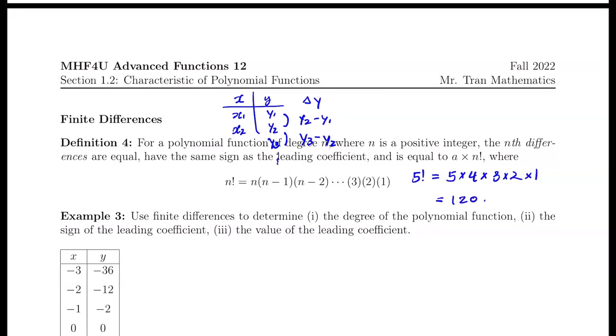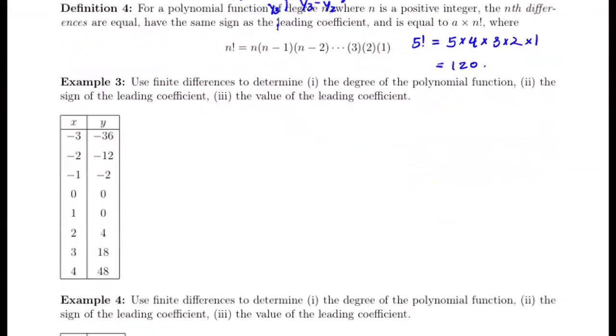But let's say we have a second difference. We would say delta squared y, which represents the second difference. This would be the difference between these two, so y3 minus y2 subtract y2 minus y1. And then the list would just keep on going. All right, so let's have a look at a couple of examples that have to do with finite differences. Let's use finite differences to determine the degree of the polynomial function, the sign of the leading coefficient, and the value of the leading coefficient.